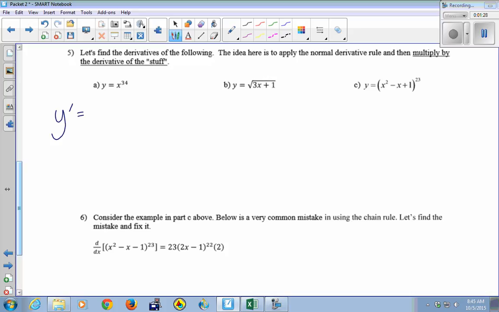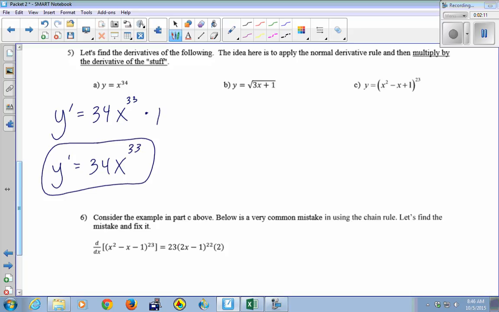So I'm going to bring the 34 down. Copy the x, reduce the exponent by 1. And then if I were to apply the chain rule in this case, I would have to then multiply by the derivative of the stuff that was being raised to 34. All right, so what's being raised to the 34th in this function? X. What's the derivative of x? 1. Okay, so the chain rule can be applied to the regular derivative rules we already know. It's just that when you multiply by the stuff, it's a 1. So this ends up just being 34 x to the 33, because times 1 doesn't change anything.